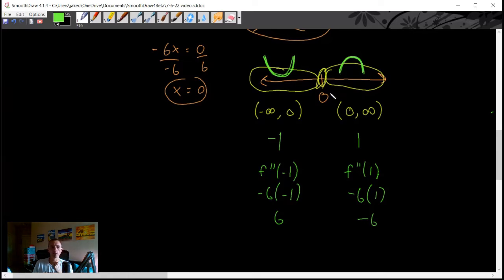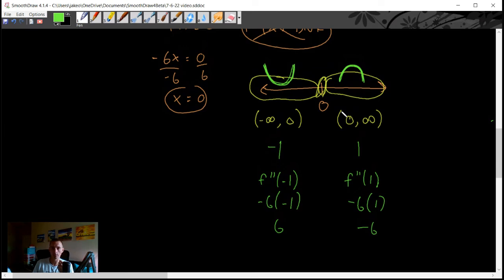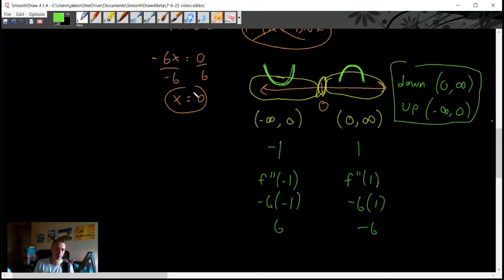Okay, so our original function is curving up over this entire interval, and it's curving down over this entire interval. So that tells us our intervals of concavity are going to be concave down from 0 to positive infinity, and concave up from negative infinity to 0. So these are going to be our intervals of concavity, okay? And then our inflection point is just x equals 0. So that's going to be it for part C.